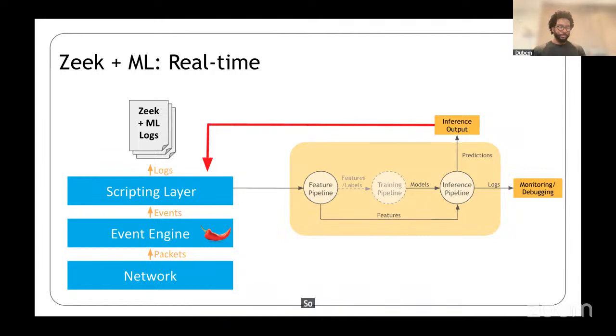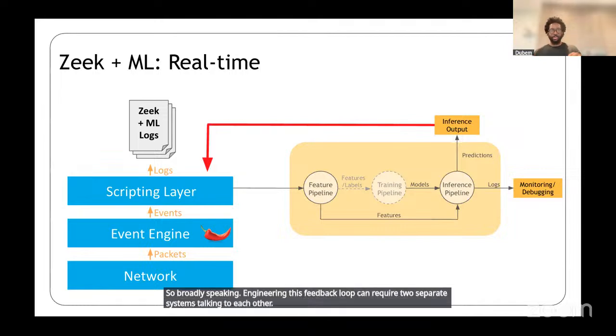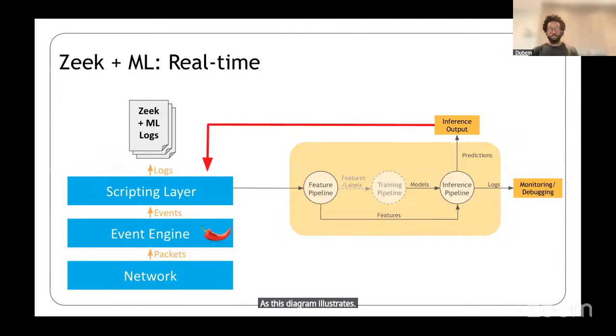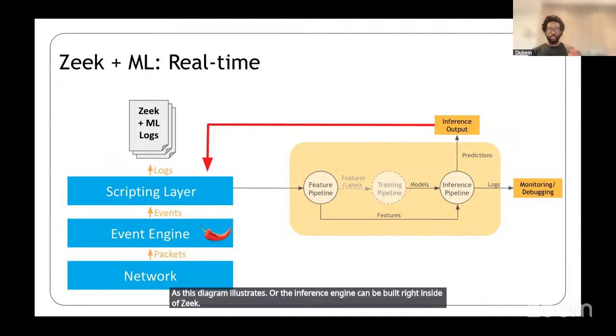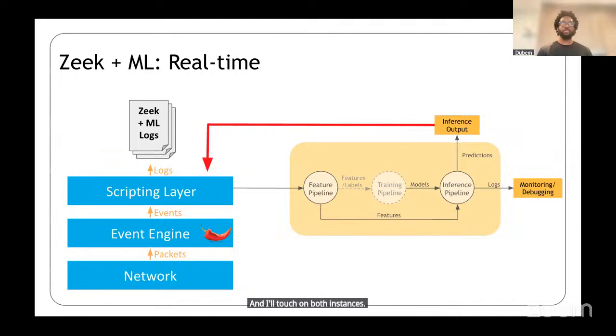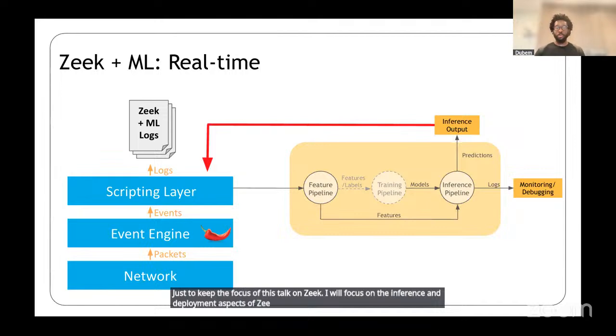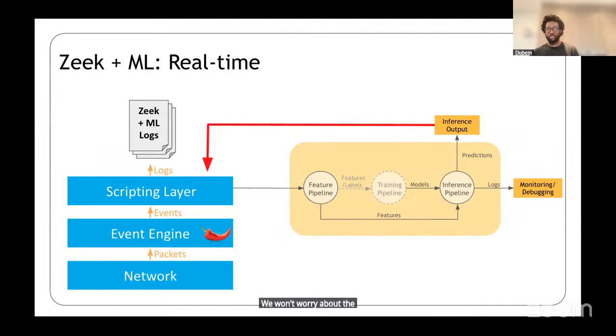So broadly speaking, engineering this feedback loop can require two separate systems talking to each other, as this diagram illustrates, or the inference engine can be built right inside of Zeek. And I'll touch on both instances. Oh, and one more thing, just to keep the focus of this talk on Zeek, I'll focus on the inference and deployment aspects of Zeek to ML workflow. We won't bother about the details of machine learning, model training, and algorithm selection, all the cool stuff. But I'm always happy to chat about that offline if you're interested.